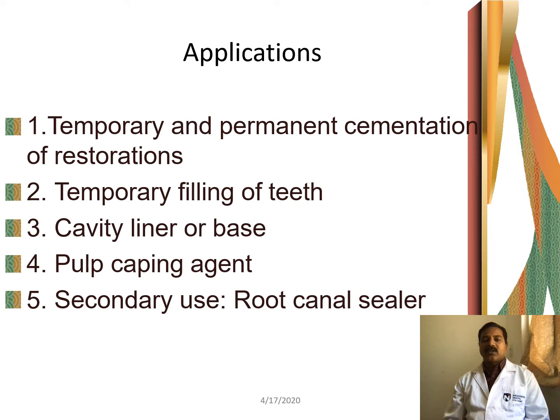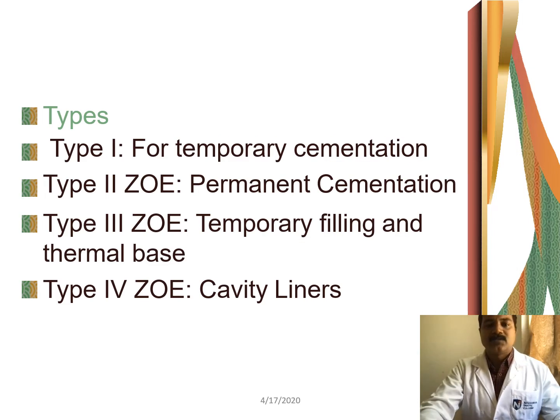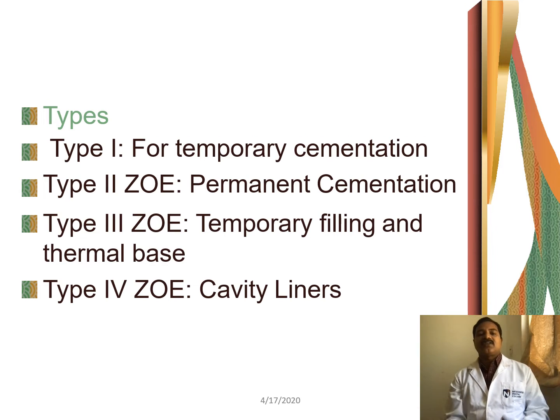When I say root canal sealer, it is used for coating the gutta percha with the sealer and obturation of the root canal treatment. So it is used during root canal treatment. So let us come to the classification of zinc oxide eugenol. We basically classified it into 4 types: type 1, type 2, type 3 and type 4.